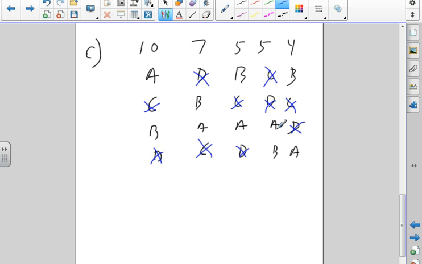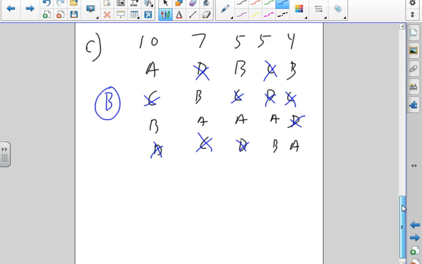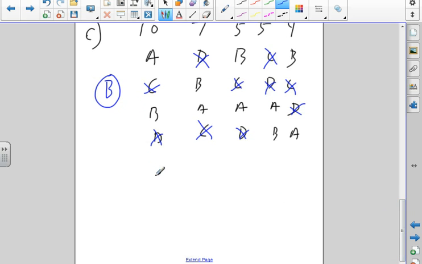And now B has 5, 7, and 4. 5, 7, and 4 is enough. So B wins. So B is in first place. All right, now we're going to write the chart again. 10, 7, 5, 5, 4, without B in it.